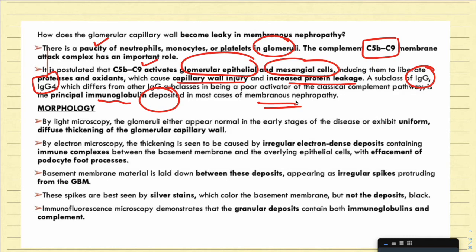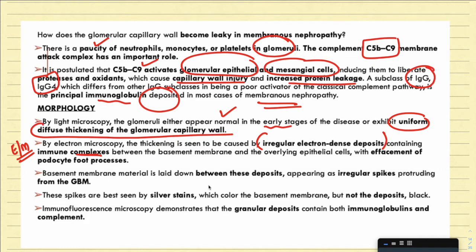By light microscopy, the glomerulus will appear either normal in the early stages of the disease, or it will exhibit uniform diffuse thickening of the glomerular capillary wall. The glomerular capillary wall itself becomes diffusely thickened. Under the electron microscope, the thickening is caused by irregular electron dense deposits containing immune complex.